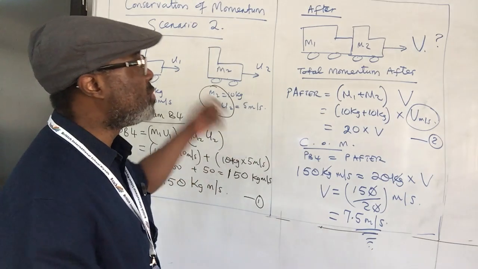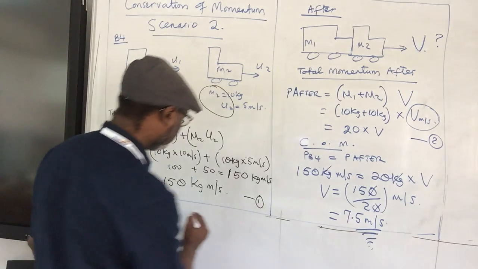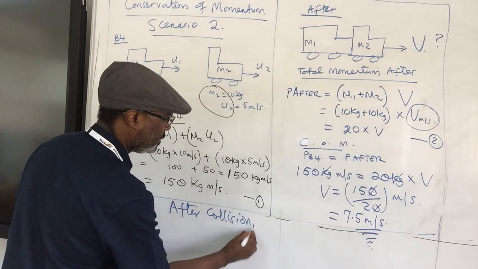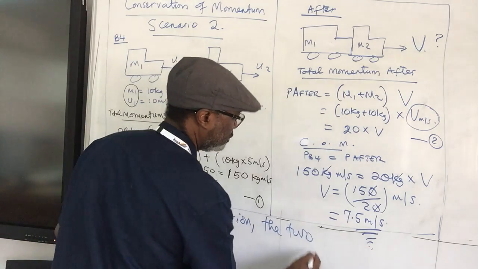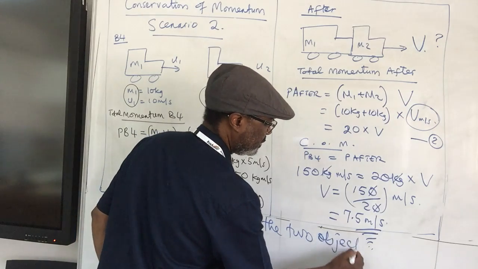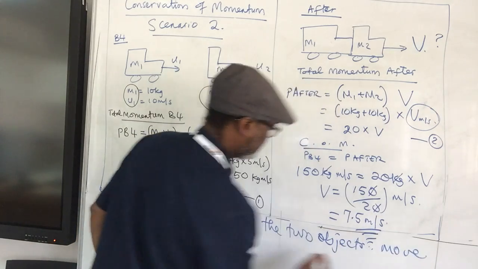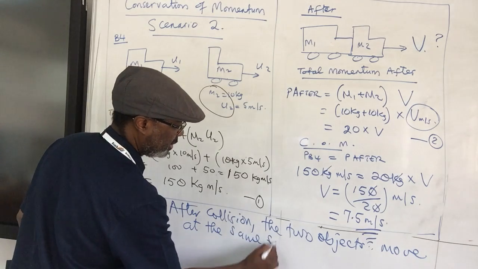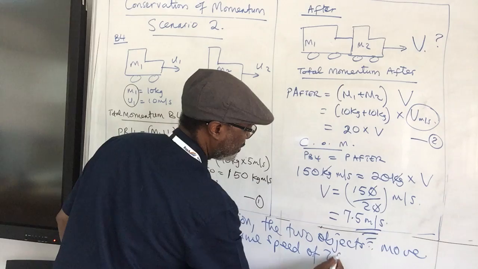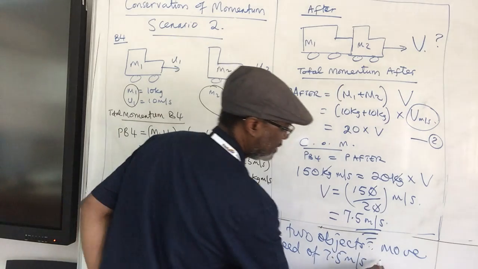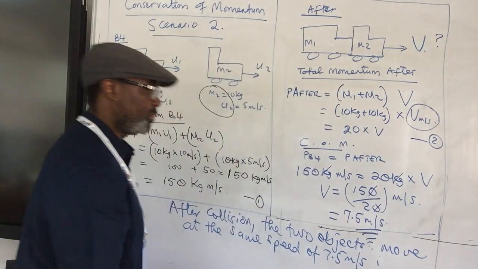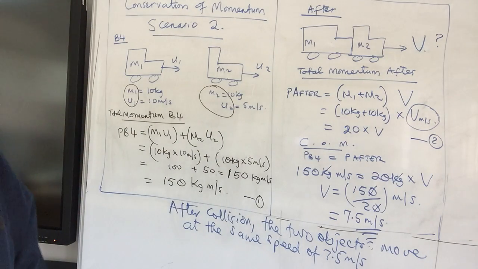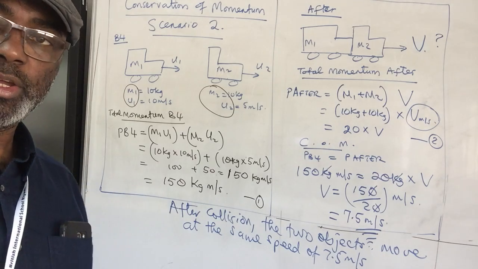So you can now write in words, if you like: after collision, the two objects move at the same speed of 7.5 meters per second, in the same direction. If you want to call it velocity, then you use direction. So obviously they are moving in the same direction. And that is how this question can be solved.